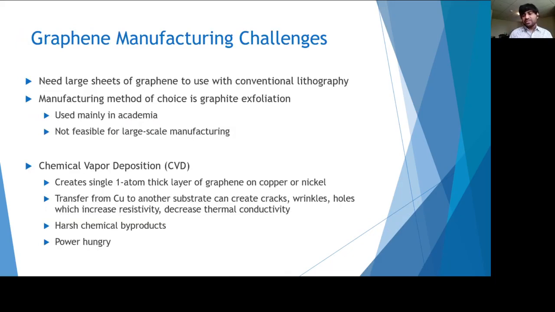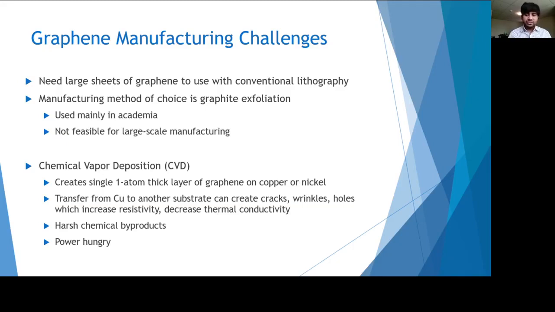So, current manufacturing challenges. We need large sheets of graphene to use with conventional lithography. Currently the primary manufacturing method is graphite exfoliation, either physical or chemical. The Scotch tape method can be seen as a physical exfoliation method. It's mostly used in academia, for research; it isn't quite feasible for large-scale manufacturing.